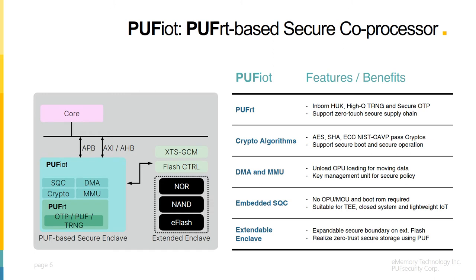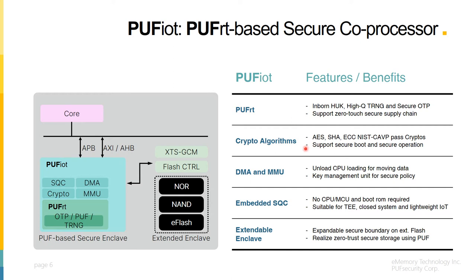This slide quickly shows PUFiot's features and how to integrate it into a system. It has several highlights. First, it has the old features of PUFrt with integrated, secure, trusted storage, two random number generators with embedded jitter noises, and PUF for inborn HUK and attestation key. These inborn keys can greatly save the costs for key provisioning and building a secure clean room.